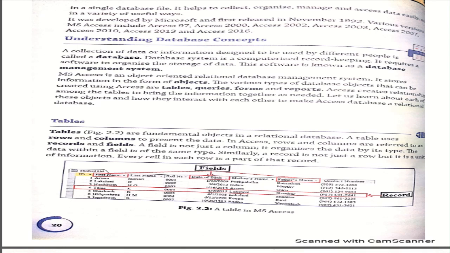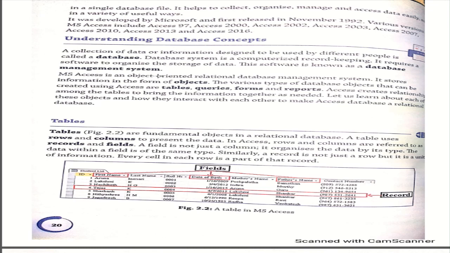So let's see how you can understand the database concept. A collection of data or information designed to be used by different people is called what? Database. We are storing some data, right? So that storage of data is known as your database. A database system is computerized record keeping. It requires software to organize the storage of data. This software is known as what? Your database management system.